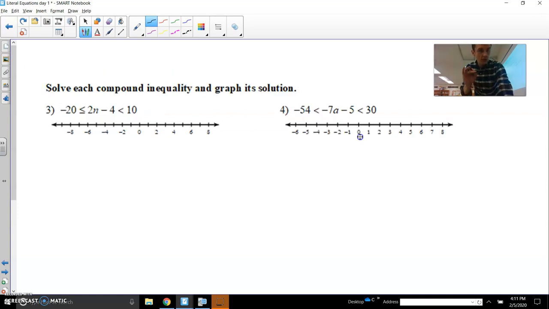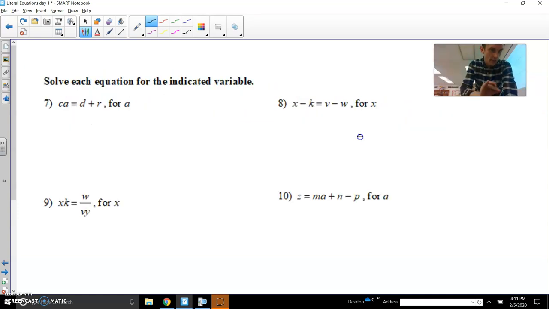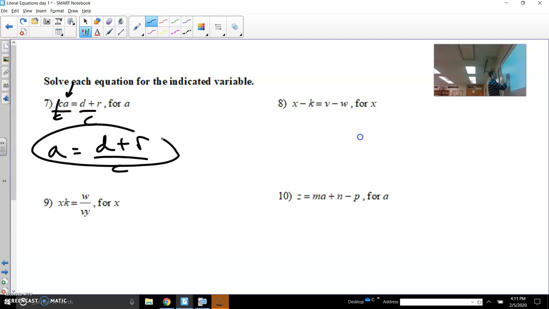All right, so I've got a few minutes to talk about a few of these questions. These are mostly review, so I'm leaving the ones that we've been doing several times this week for you to do, but I'm going to spend a few minutes talking about a few of these at the end. So again, solving literal equations. Solving for A, I want A by itself, so I think if I just divide C over, A would equal D plus R divided by C. And there's your answer.